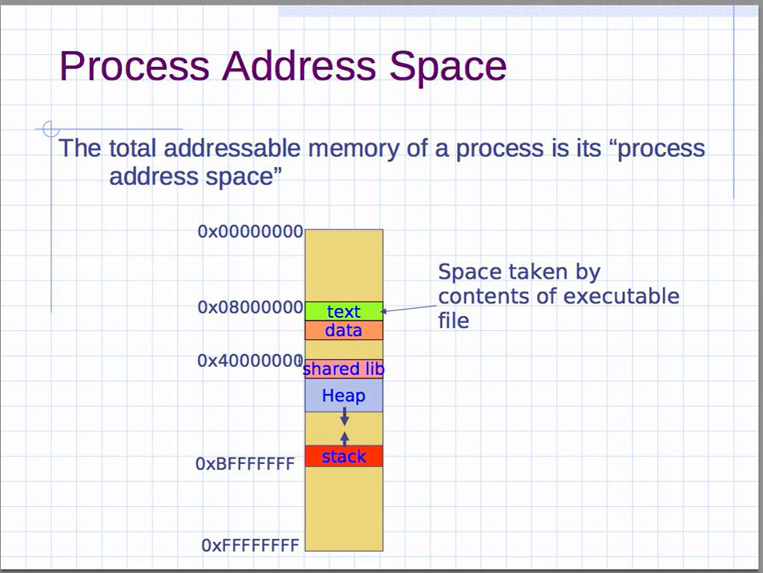Okay, so a program is loaded into this memory area called text, and that's the space taken up by the contents of an executable file. So if you have a file, like for example your lab 10 program, it's just a file. It's just sitting on your file system until you run it. When you run it, it's loaded into memory, and it appears to be loaded into this chunk of memory.